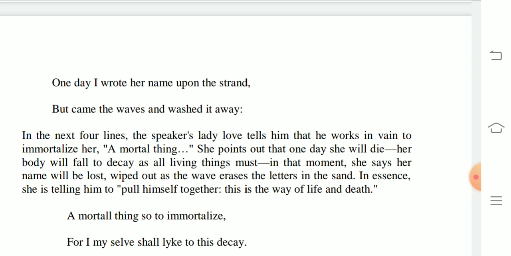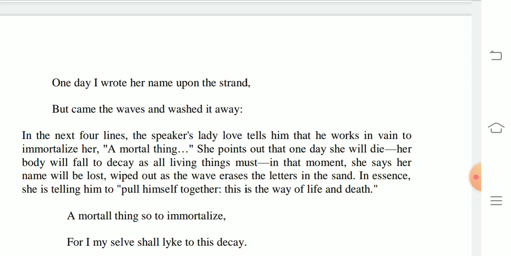The beloved tells the poet that there is no use of writing her name, because one day she will die or disappear from the earth. What he is doing, he works in vain, and one day she will die or disappear from earth, just as her name has disappeared with the coming of the wave.